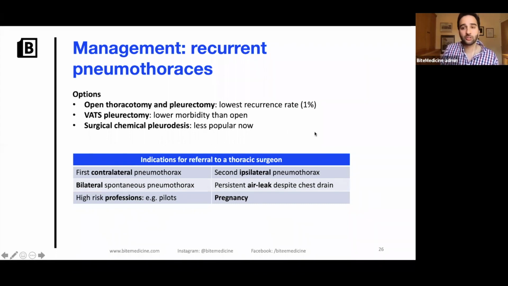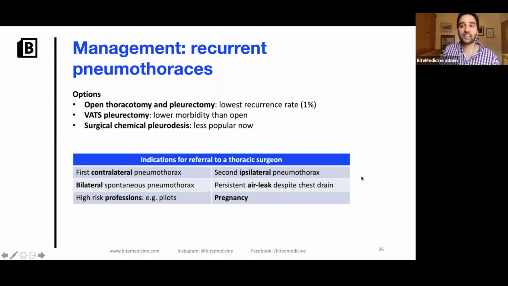So these are surgical management options. There's also medical pleurodesis, where you put something like talc down a chest drain. That's actually very rarely done now, and that's mainly for patients who aren't appropriate for surgery. All the talc or the chemicals do is cause adherence of the two pleura together to prevent air from filling that space again. So most commonly what's done now is a VATS pleurectomy, to be honest.